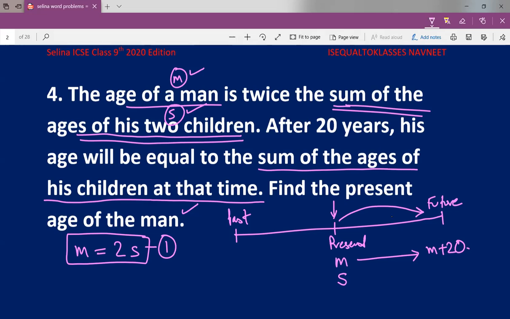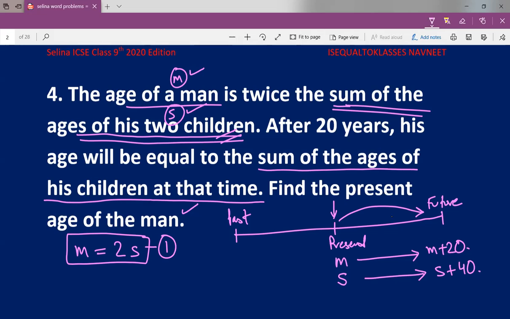Now see, here there are two children. After 20 years, both the children will have 20 added to their ages. So the sum will become S plus 40. I hope it is clear.